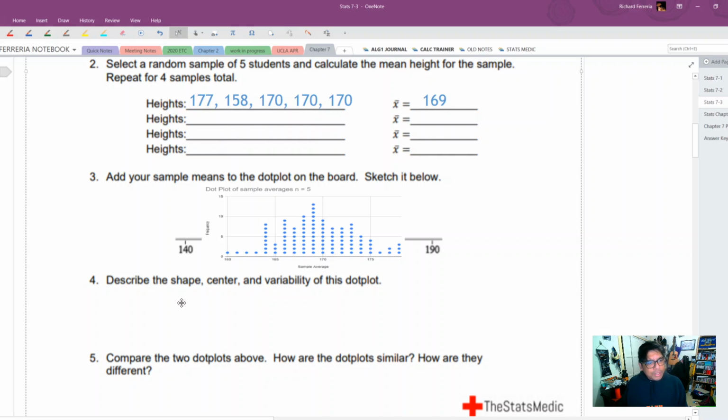And let's describe the shape, center, and variability of this dot plot. So it looks like this is approaching a normal distribution, I would say. Definitely single peak. Something weird's happening over here where we got a lot of 164s, but I don't know if that's weird or if that's just going to eventually work itself out. So I would say this is an approximately normal distribution. I would estimate the mean to be at about 169 based on where that peak is. And lastly, we don't really have a good way of figuring out variability here.